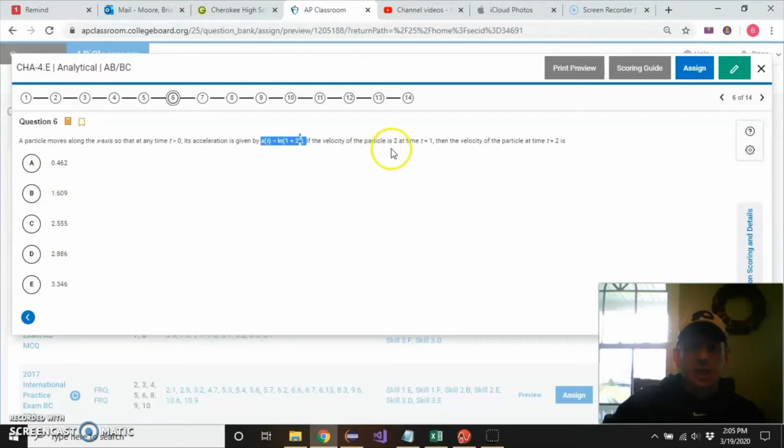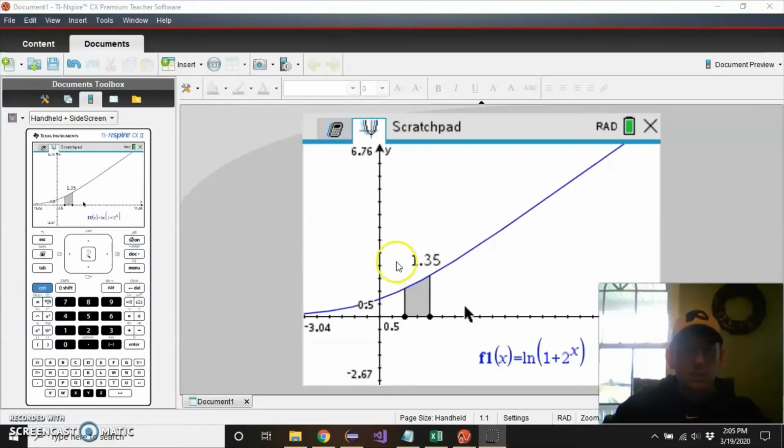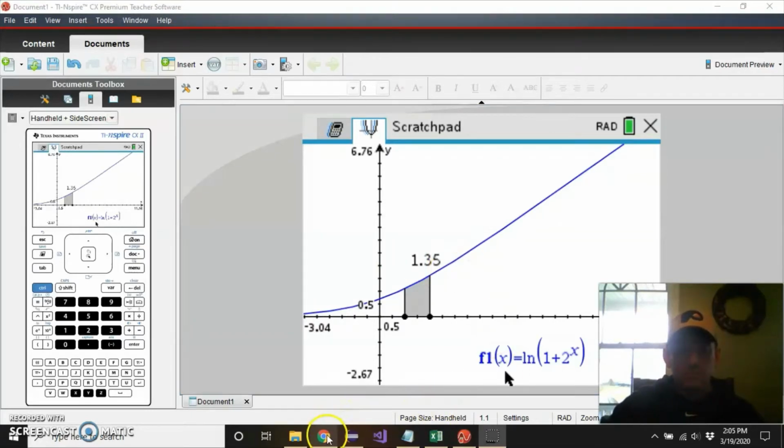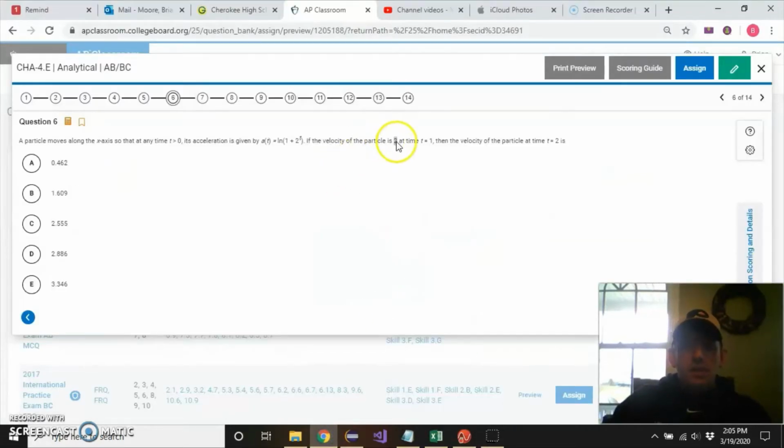That still needs to be applied to your initial condition. So if the velocity was 2 and the net change from 1 to 2 was, whatever I just said, 1.35, it was going 2 units per something, and now it's going to be going 3.35 units per something. So there we go. Cool.